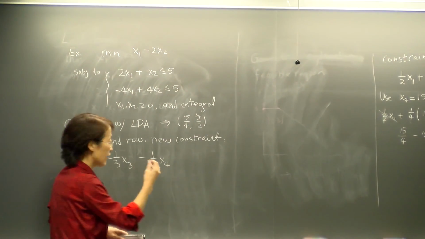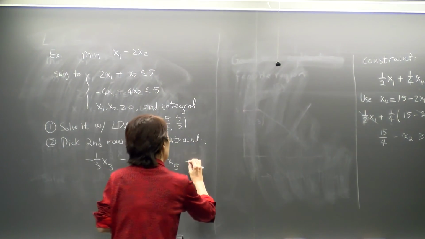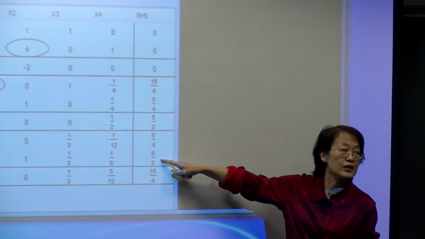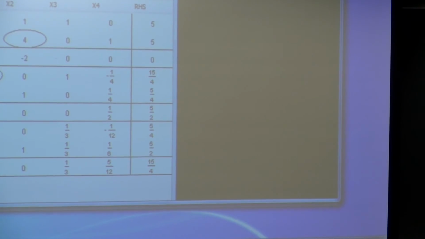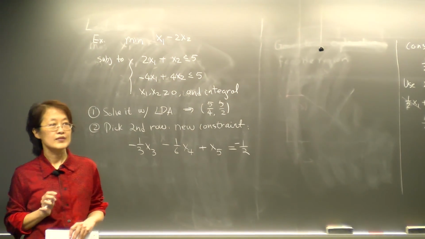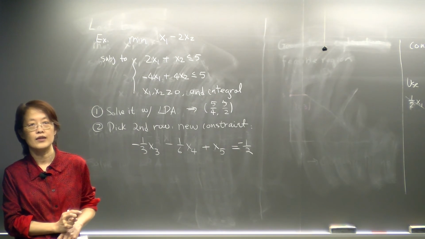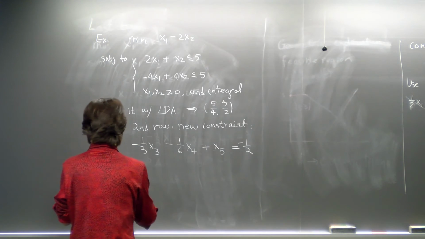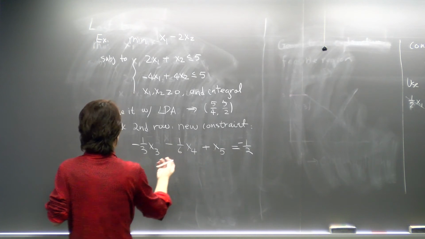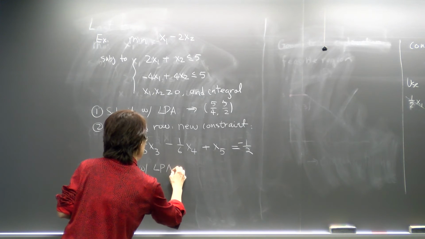Is that right? Now I need to add the new variable x5. Okay? And then the right hand side, I have 5 over 2. What's the fractional part of it? It is half. Is that right? Take half. But I have to make it negative. Is it clear? You can write this out just like that. That will be your new constraint. Okay? And then once you form that, I will add it, and then I will put it into solve again with the LP Assistant.